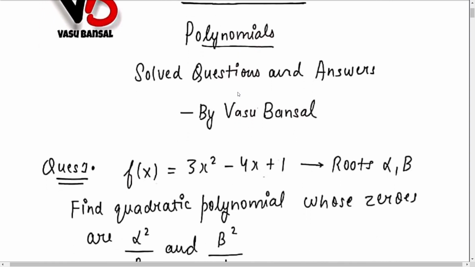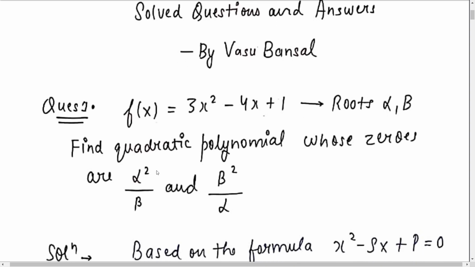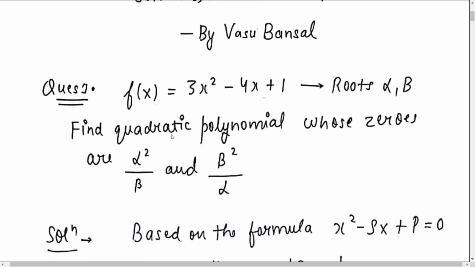So let's start. The first question is, in this you're given a polynomial and alpha and beta are the roots of that polynomial. You have to find a polynomial whose roots are some expression in the form of alpha and beta. In this case, alpha square upon beta and beta square upon alpha are the roots of an unknown polynomial. We have to find that polynomial, where alpha and beta are the roots of this polynomial.